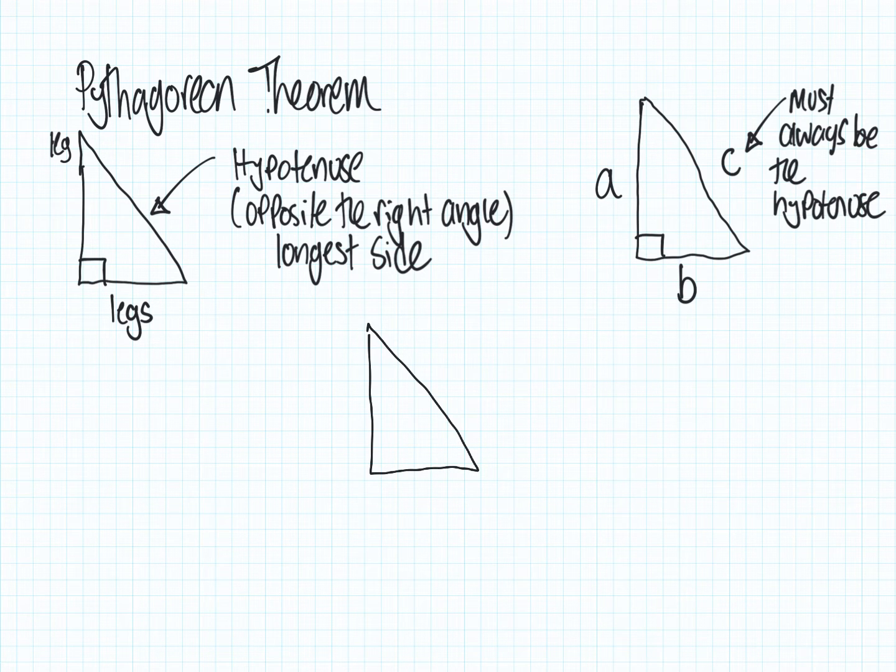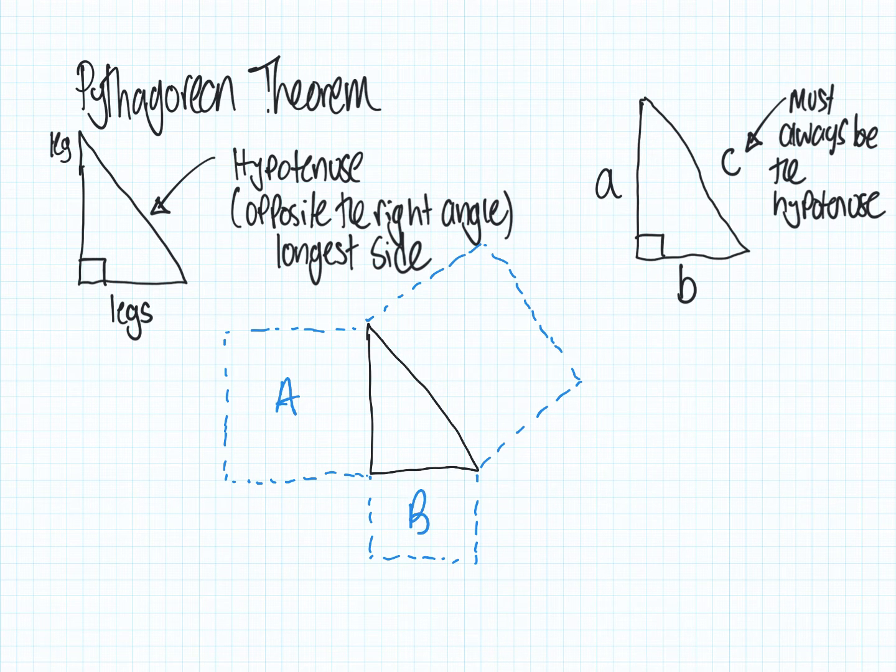and if we were to take a square and draw this onto the side, so this is a square. And if we take a square and we put it onto this side like this, and we take a square and we put it onto this side, then what we know is that if this is square A and this is square B, then this is equal to the area of those two squares.